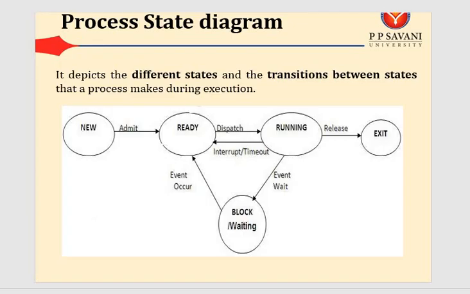But whenever some input output event occurs, the processor suspends the running process and sets it back to block and waiting. But whenever that event occurs, automatically that process is loaded again into the ready state, then ready to running and exit. So this is a very simple process life cycle diagram, and it has only five states.